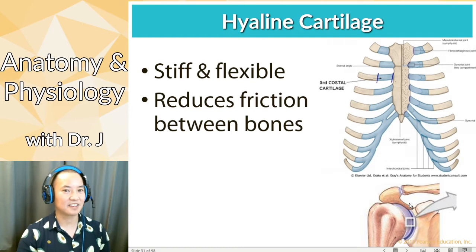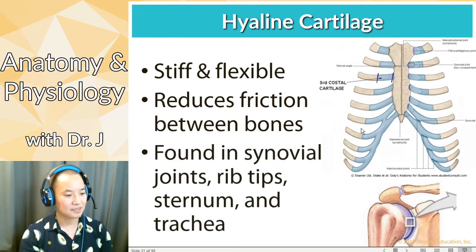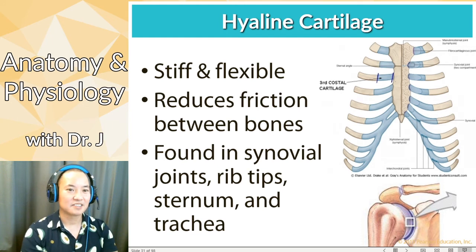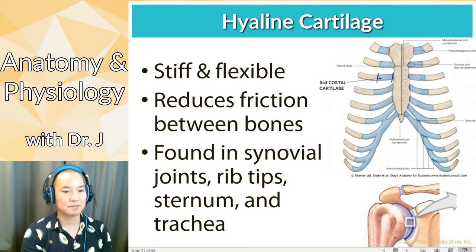If you didn't have cartilage between your bones, the bones would start to grind against each other. This is why we have osteoarthritis. If the cartilage wears down, what happens? You leave exposed bone, and then your bones start grinding against each other. You find hyaline cartilage in freely movable joints we call synovial joints, the rib tips, sternum, and trachea. The trachea is also your windpipe. Hyaline cartilage does flex. It's more flexible than bone, but not as strong as bone.